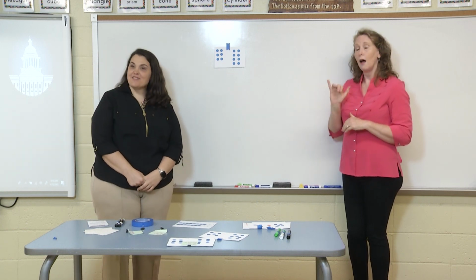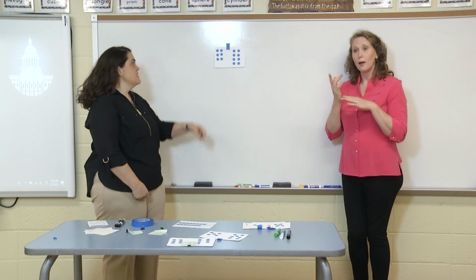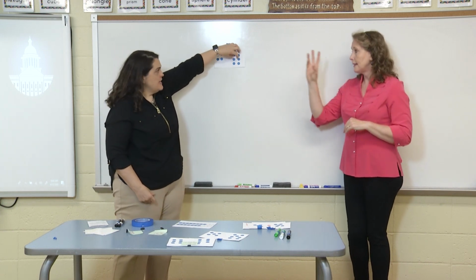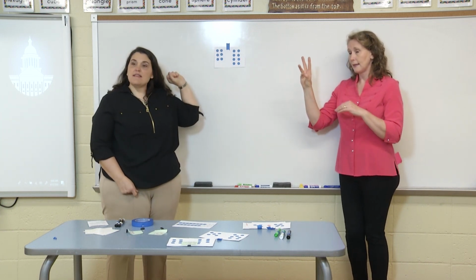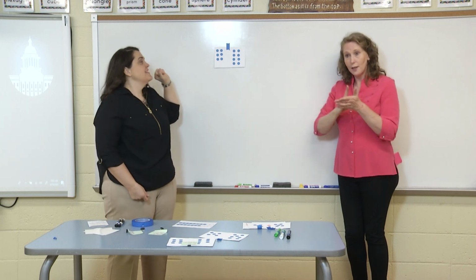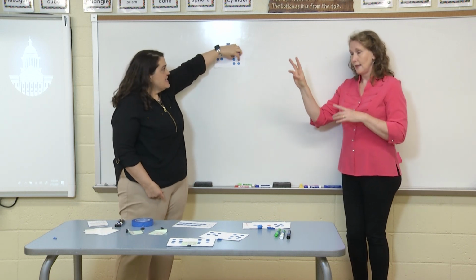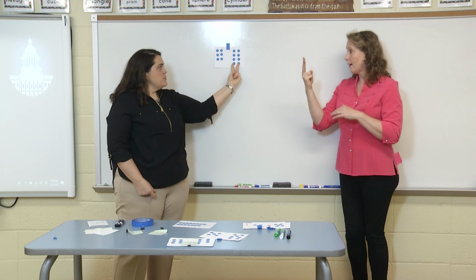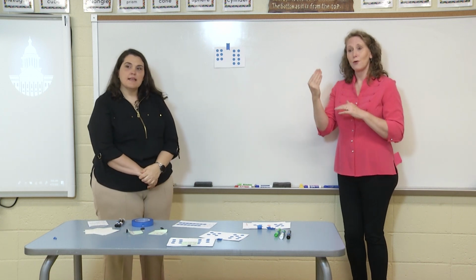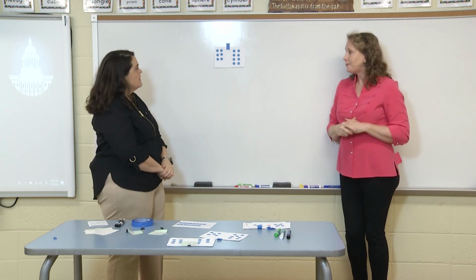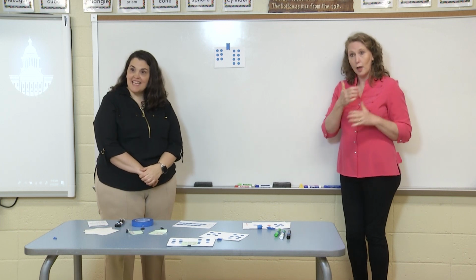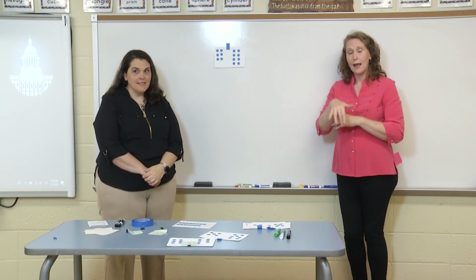Oh, I see your double strategy from before. I see 6 and 6. Are those the 6s you were doubling? 6 and 6 are 12, and 2 more are 14. Is there another way to see it? Did someone else see it different?